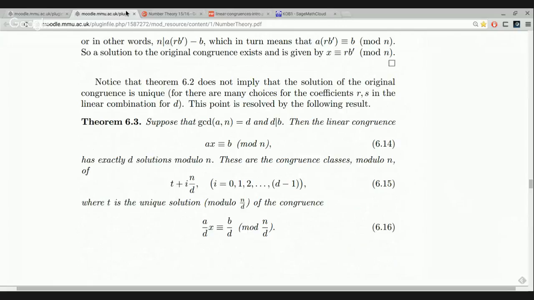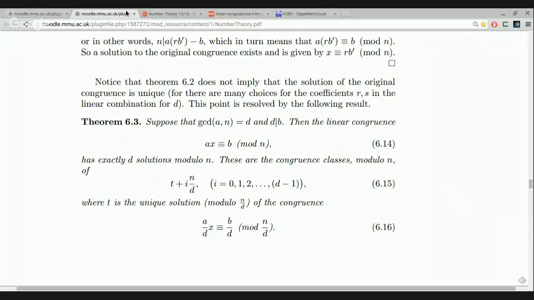T is the unique solution, modulo n over d, of the reduced congruence, so the congruence where you divide it through by d. There's a lot of symbols going on, but really this congruence, a over d x congruent to b over d, modulo n over d, is just this one here, 2x congruent to 3 modulo 5. It's the congruence you get from the original one by dividing through by the greatest common divisor. So it looks complicated in general, but it's quite straightforward when you compare it to the example.